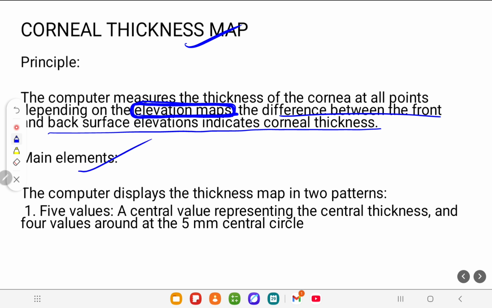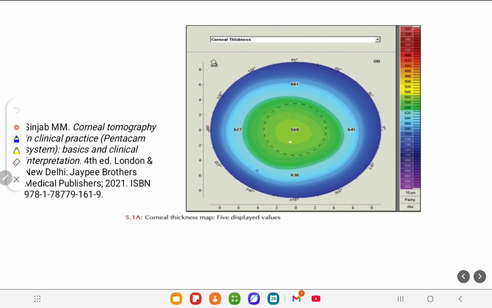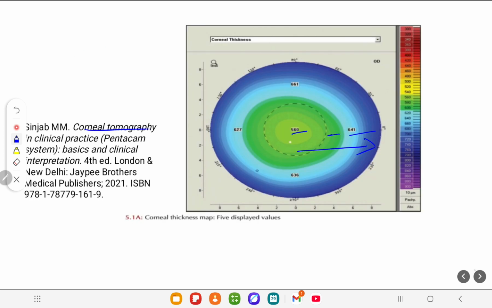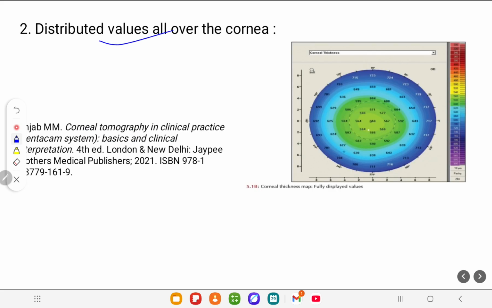Okay. The computer displays the thickness map in two patterns. One shows five values: the central thickness and four values around a 5 mm central circle. I have taken this from the corneal topography book. It's a very simple thing: center with periphery. As you move from center to periphery, thickness increases. It's very simple. Sometimes there are only 4 or 5 values, and sometimes there are lots of values distributed overall. And I love this kind of picture. I don't know why.